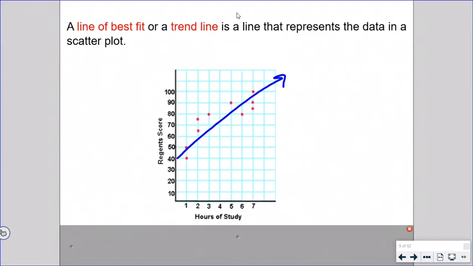Now, there's a way that we could use our calculators to do this. And there's only one man who can do that job.